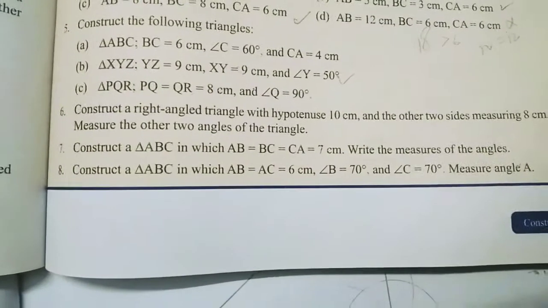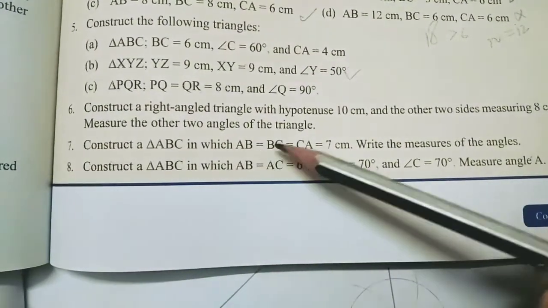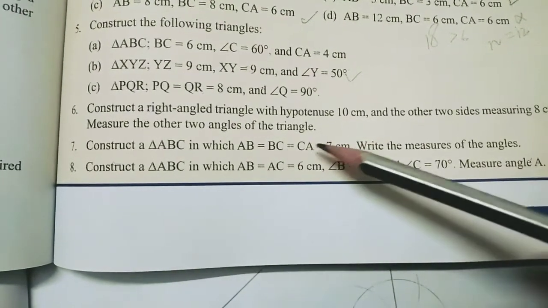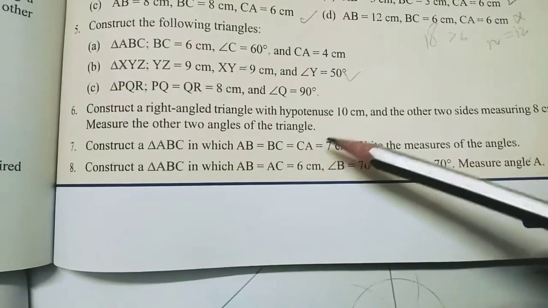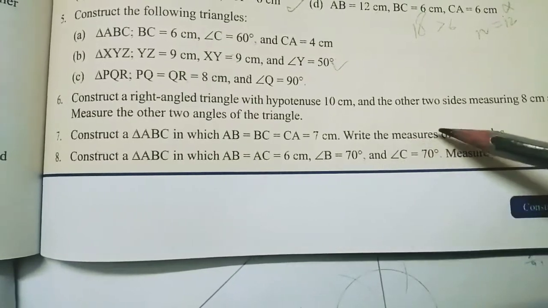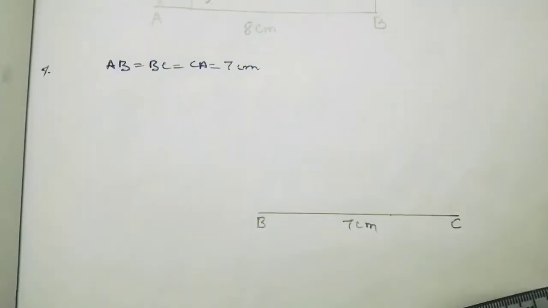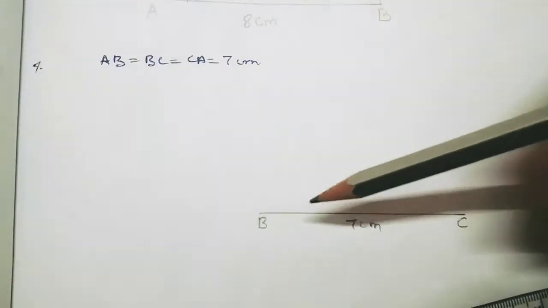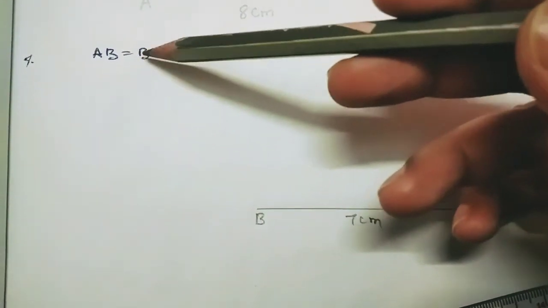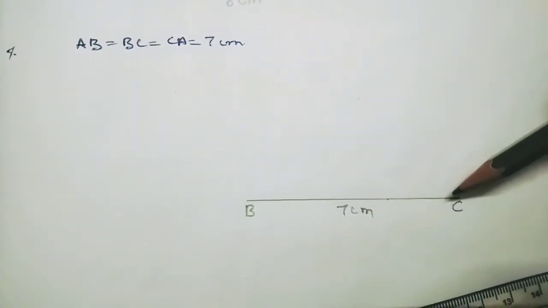Now the next question, number 7: construct a triangle ABC in which AB equal to BC equal to CA. That means all sides are equal, that is 7 centimeter. If all sides of a triangle are equal, it is an equilateral triangle. So write the measures of the angles. You have to write the measurement of all three angles. Okay, let's construct. Now you can see here I have constructed this line BC, the base line, 7 centimeter, because all the sides are the same, 7 centimeters. First of all I have constructed BC of 7 centimeter.